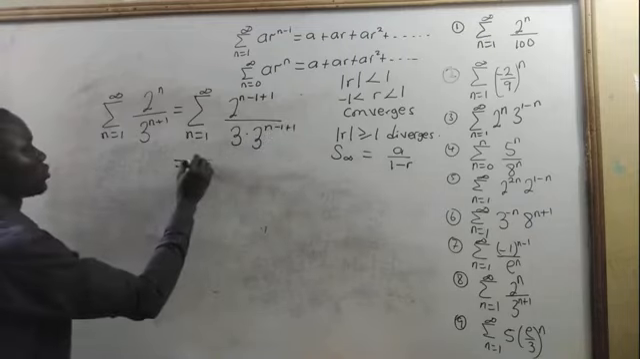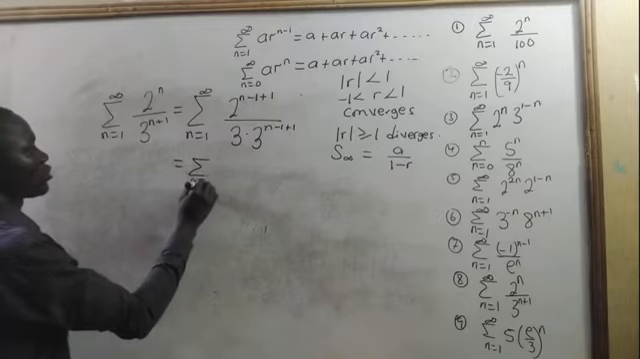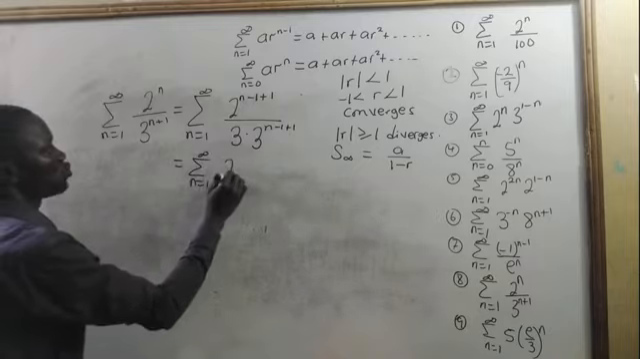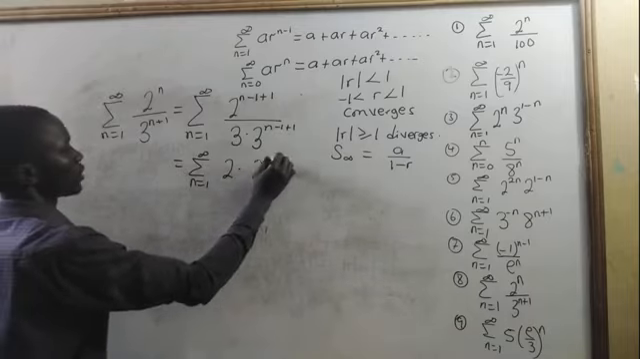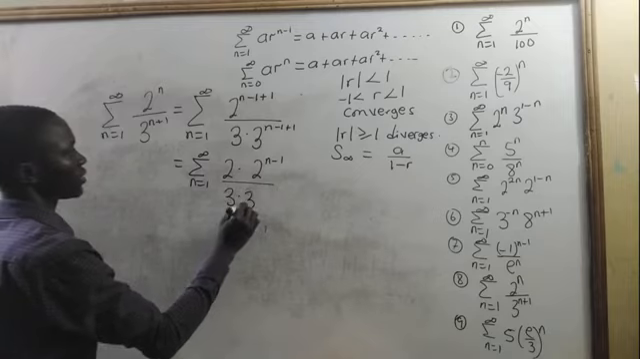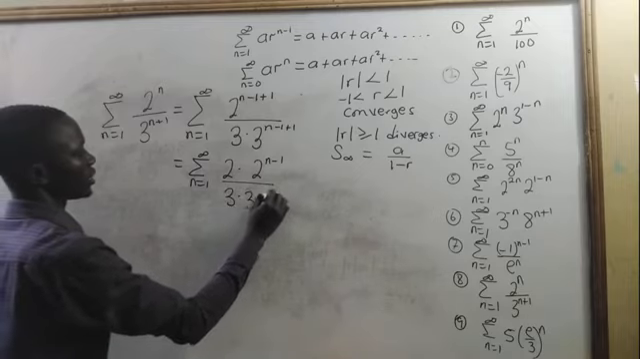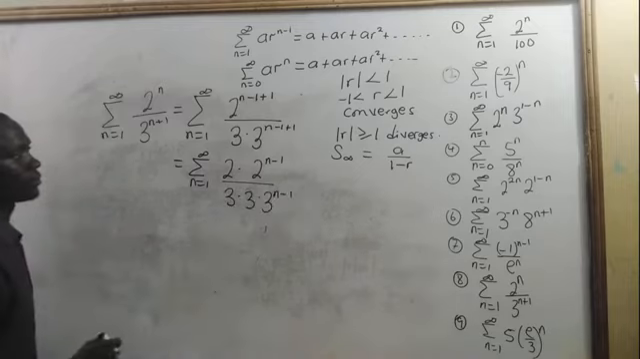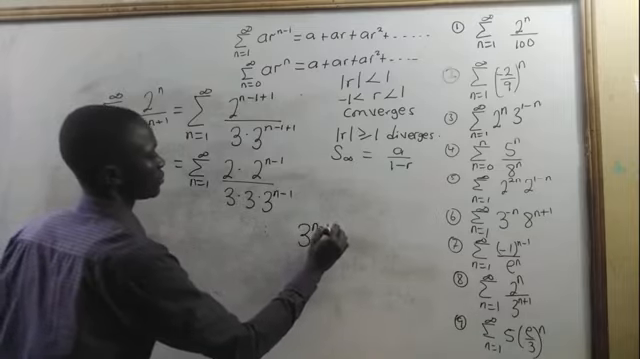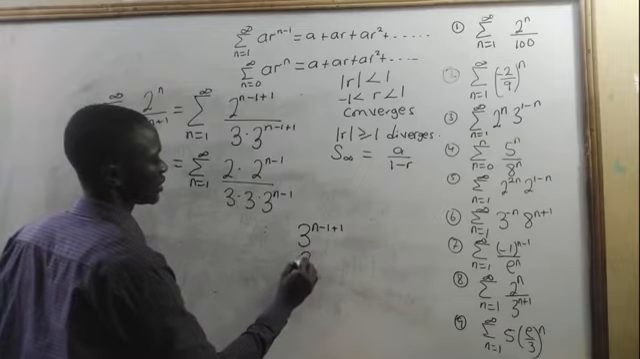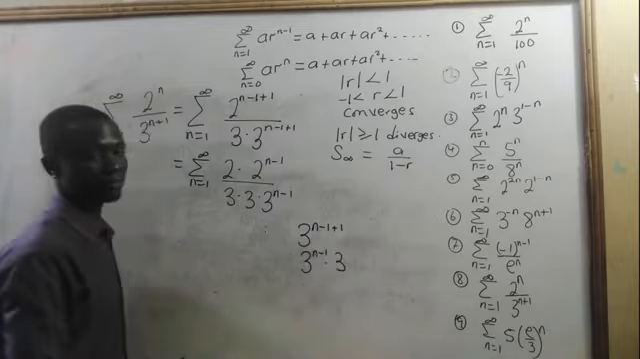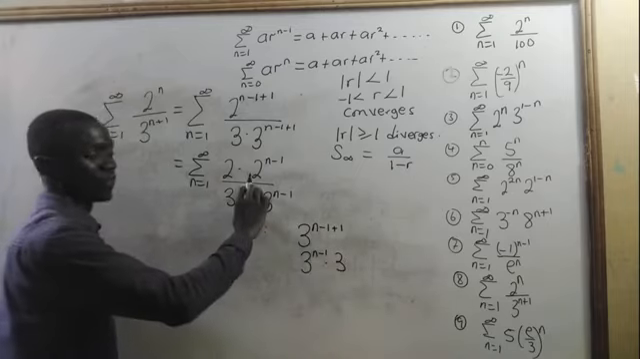So this will be equal to summation from n equal to 1 up to infinity of 2 times 2 exponent n minus 1, all divided by 3 times 3 exponent n minus 1. Because 3 exponent n minus 1 plus 1 is the same as 3 exponent n minus 1 times 3. So this 3 is what I've written in front here.